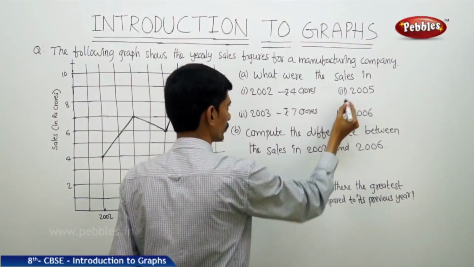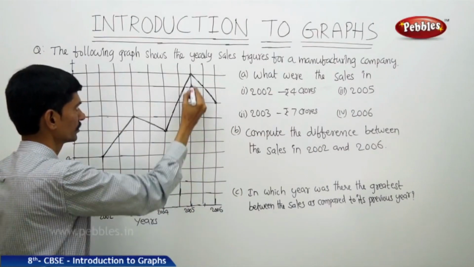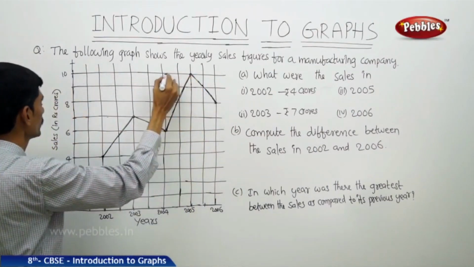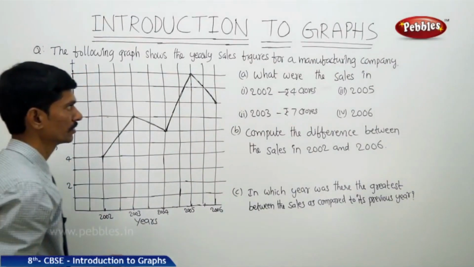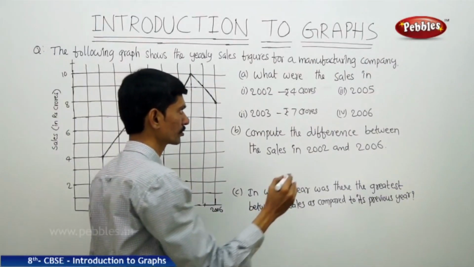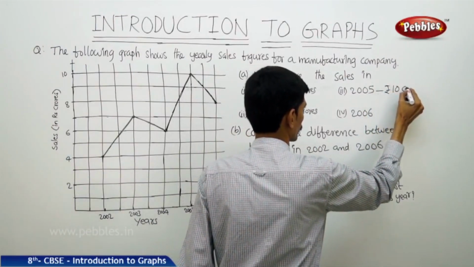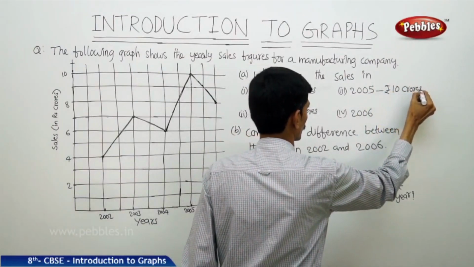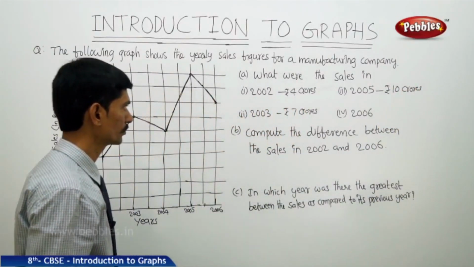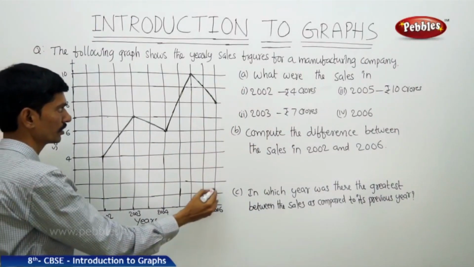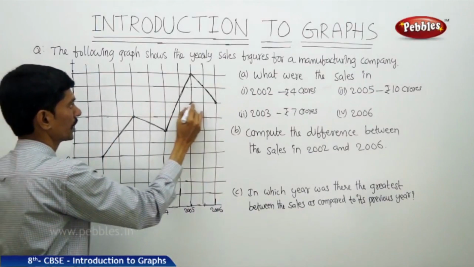Next, 2005. So in 2005, this horizontal line meets the vertical line at 10. So we can say that 10 crores rupees in 2005. So 10 crores rupees of sale in 2005. Next in 2006, so 8 crores rupees.